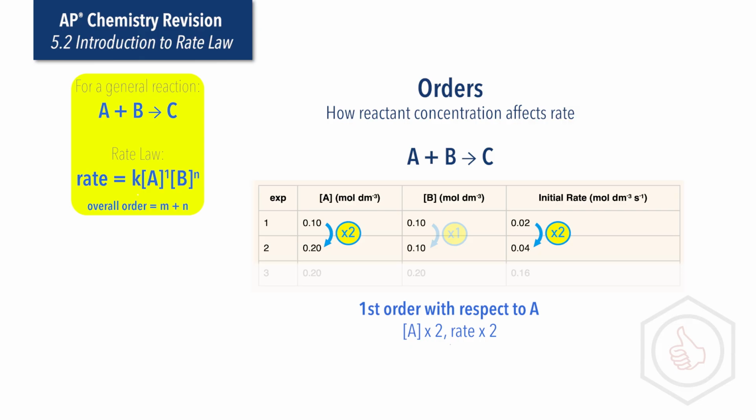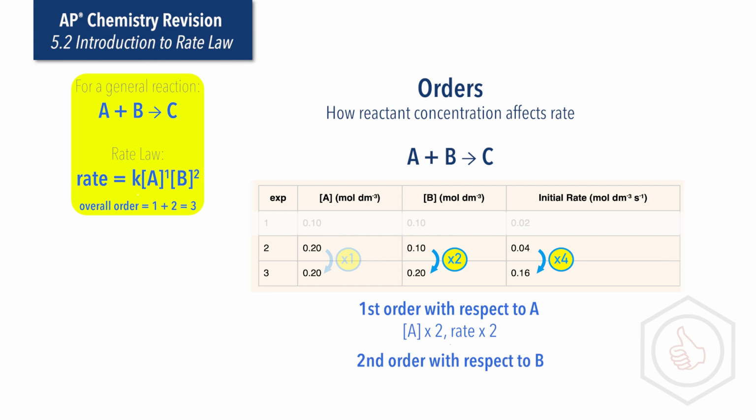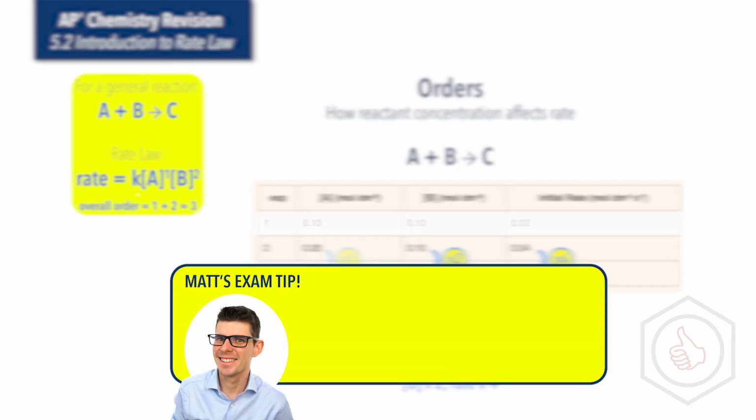First order. Experiments 2 and 3 both have the same concentration of A, but the concentration of B has now been doubled. But the rate of reaction has quadrupled. So the reaction must be second order with respect to B, because the concentration of B has doubled and the initial rate of reaction has quadrupled. 2 squared equals 4.